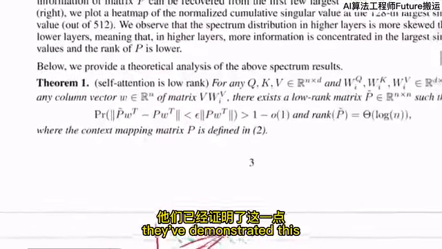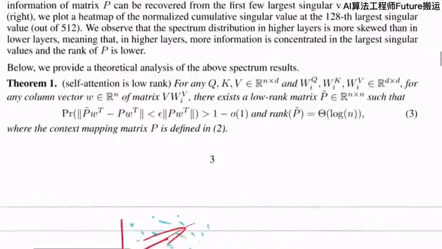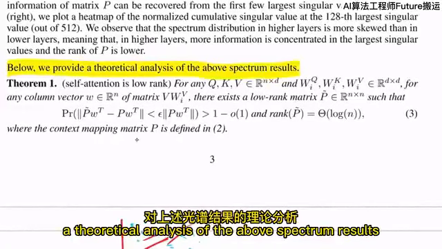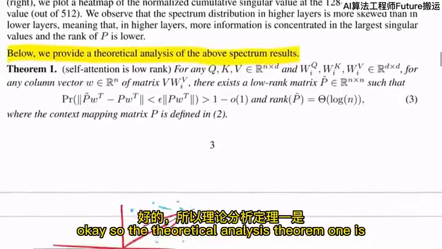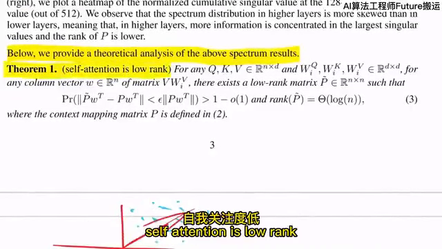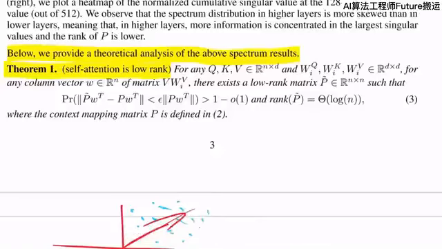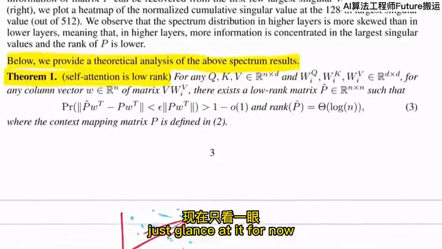They've demonstrated this. And now they go to their first theory. Below, we provide a theoretical analysis of the above spectrum results. Okay, so the theoretical analysis, theorem 1, is self-attention is low rank. And we're going to just glance at it for now.